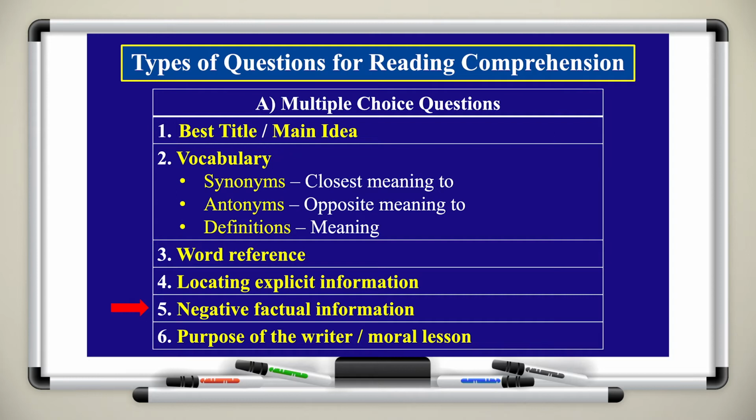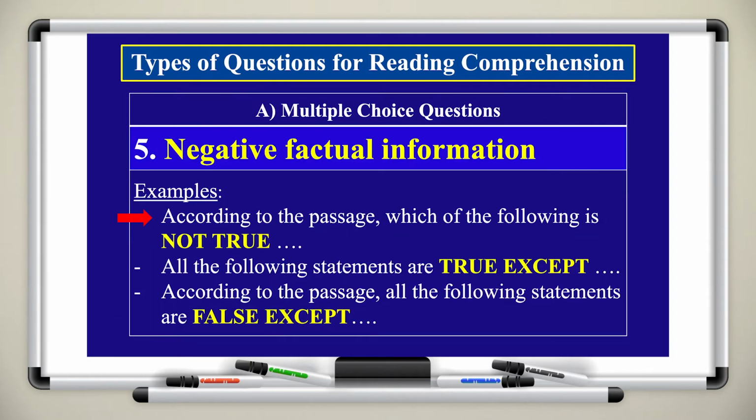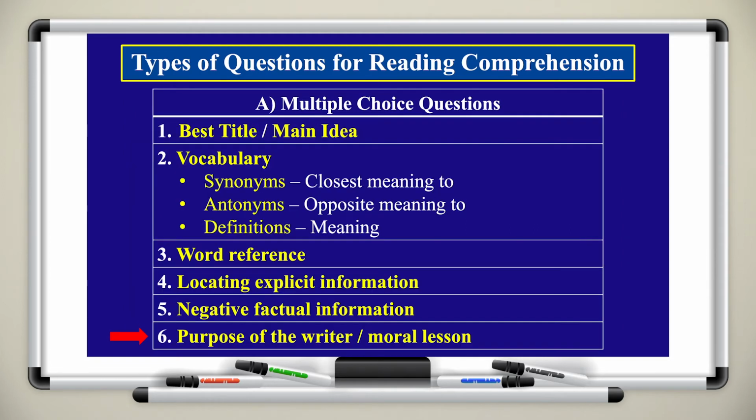Number 5, negative factual information. And these come in 3 different forms. For the first one, according to the passage, which of the following is not true? So you have to find a false statement. All the following statements are true except. Again, you have to find a false statement. According to the passage, all the following statements are false except. In this one, you have only one true statement. The last type of multiple choice question will be the purpose of the writer or the moral lesson.